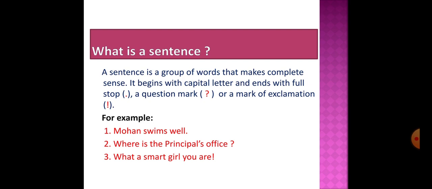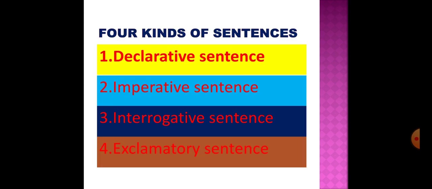Next example, what a smart girl you are. It is ending with an exclamation mark. It is another kind of sentence. So on the basis of their pattern, the sentences are divided into different kinds. These are the 4 kinds of sentences. Number 1, declarative sentence. Number 2, imperative sentence. Number 3, interrogative sentence. Number 4, exclamatory sentence.